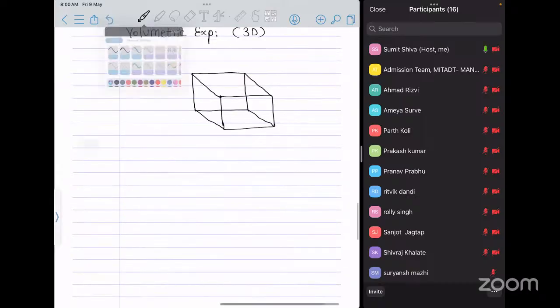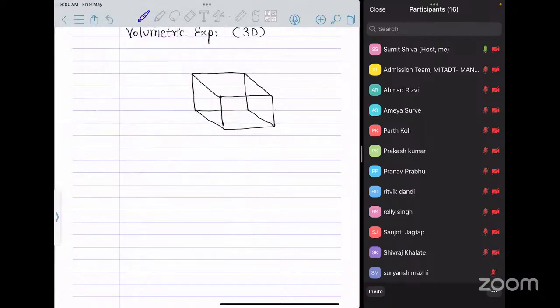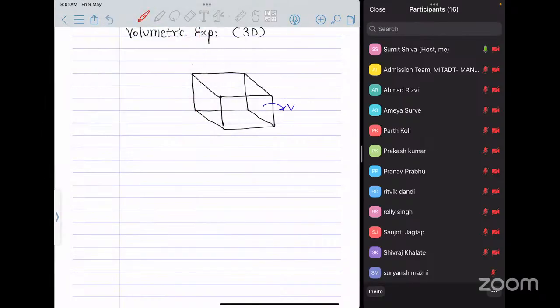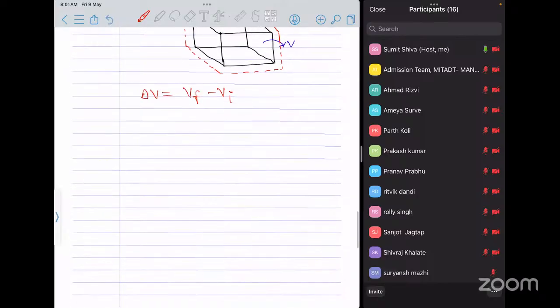Again, let's say its original volume is something V, and after expansion its volume will change. So let's say this is the expansion in the material. So this is V final. There will be certain change in the volume given by V final minus V initial.